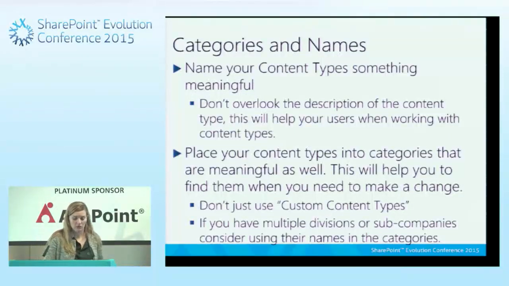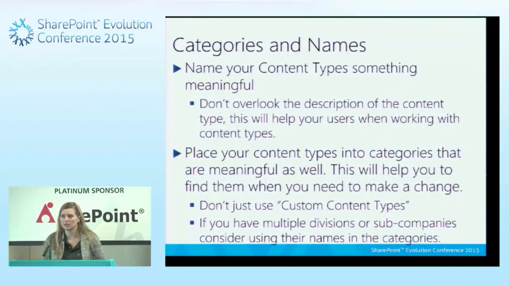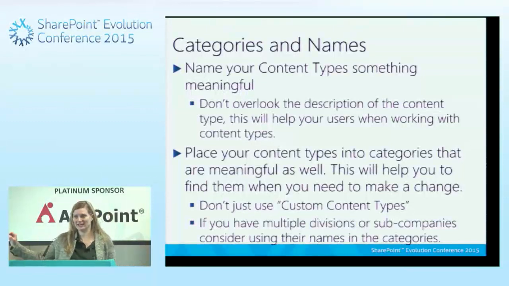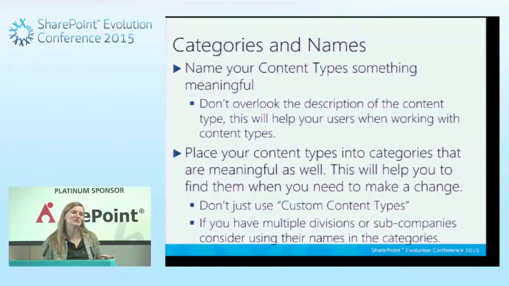Categories are also meaningful. Don't just use what it defaults to every time, custom content types, and custom site columns. I hate that. Don't use those descriptions. They're worthless to your users. When they're trying to find the content type and add it to their lists or libraries, they want to be able to find it quickly and easily. If you notice in mine, I used the A underscore and then the name of the place. I like mine to float to the top. It's just my little pet peeve. You know, I want all of mine at the top. Mine are better than everybody else's. So don't just use that, but make it meaningful.